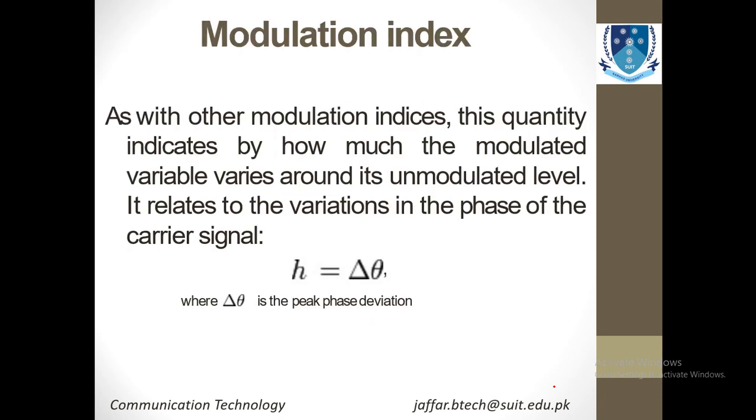So what is the modulation index in terms of phase modulation? As with other modulation indices, this quantity indicates by how much the modulated variable varies around its unmodulated level. So this h is basically the variation in the phase of the carrier signal. It is given by h equals delta theta, where delta theta is the peak phase deviation.